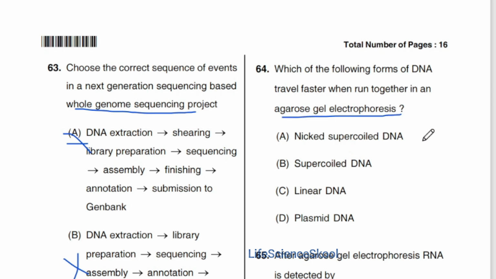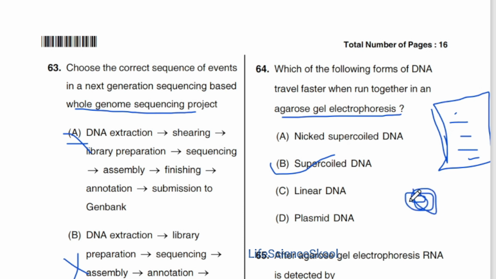Option A, nicked supercoiled DNA. Option B, supercoiled DNA. Option C, linear DNA. Option D, plasmid DNA. And the correct answer for this is option B, that is supercoiled DNA. Because if you take this as an agarose gel electrophoresis, if it is supercoiled, meaning it is super compacted, that one is going to flow fast through this gel.